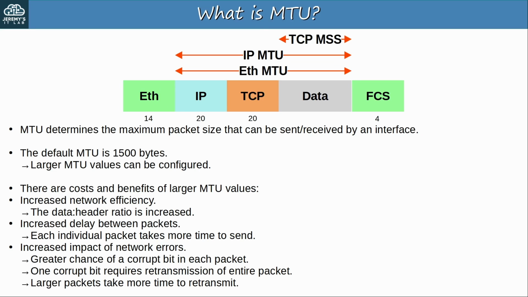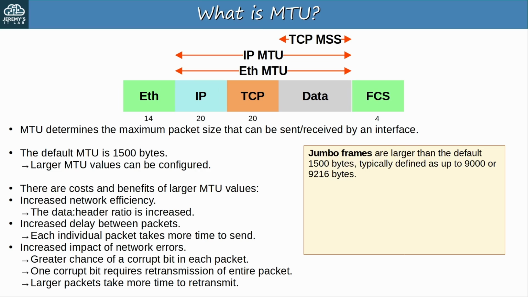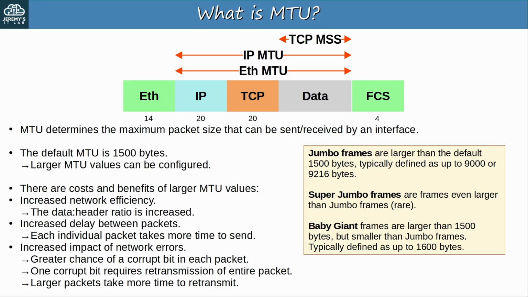Now let me introduce a few new terms. Jumbo frames are larger than the default 1500 bytes, typically defined as up to 9000 or 9216 bytes, depending on the source. The maximum supported size depends on the device. My home switch, for example, allows me to configure jumbo frames up to 9000 bytes. Super jumbo frames are even larger than jumbo frames, but they are quite rare. I think most network devices can't support super jumbo frames. Also, there are baby giant frames, which are larger than 1500 bytes, but smaller than jumbo frames. Typically, baby giants are defined as up to 1600 bytes.